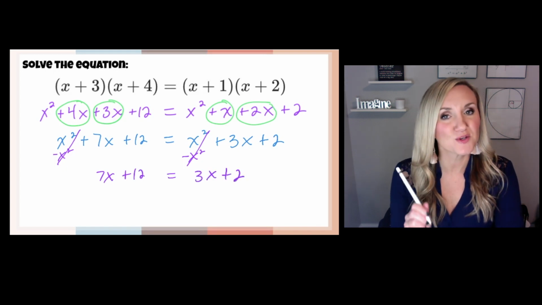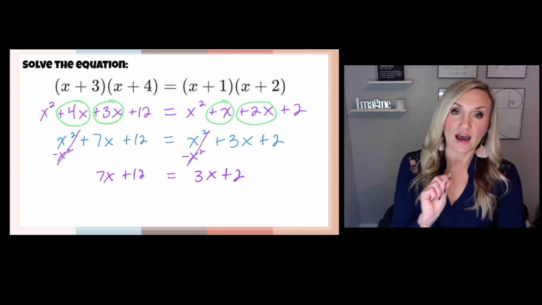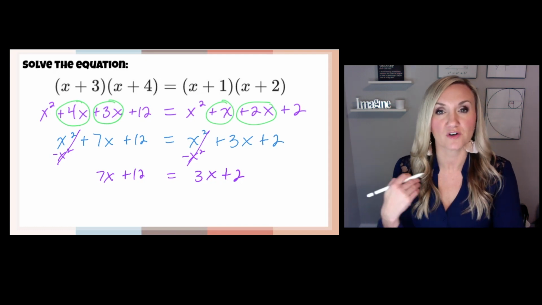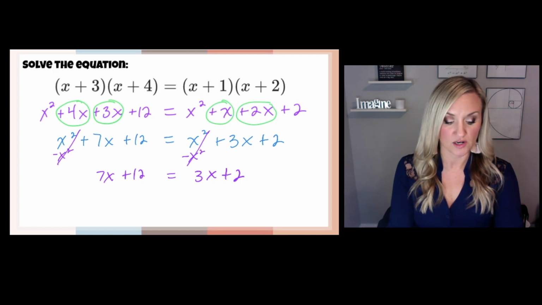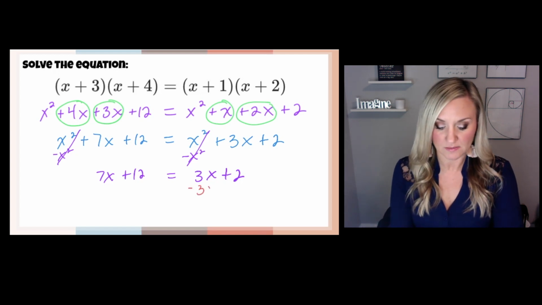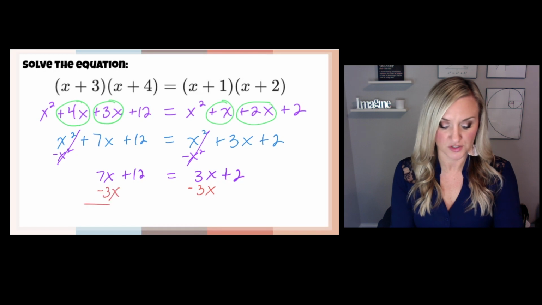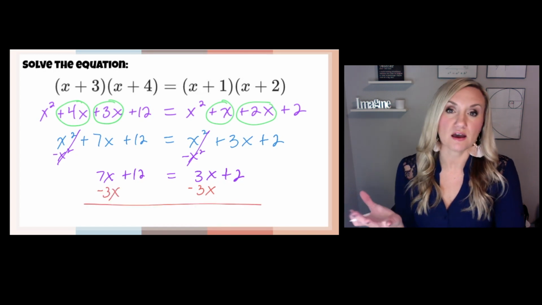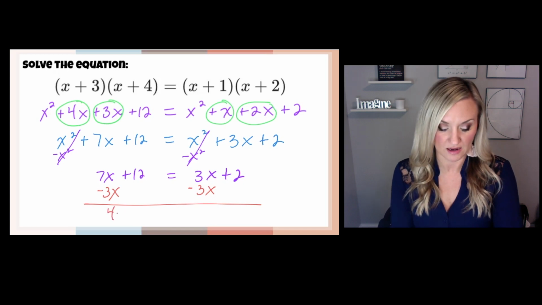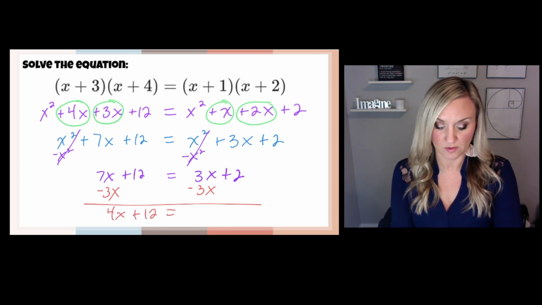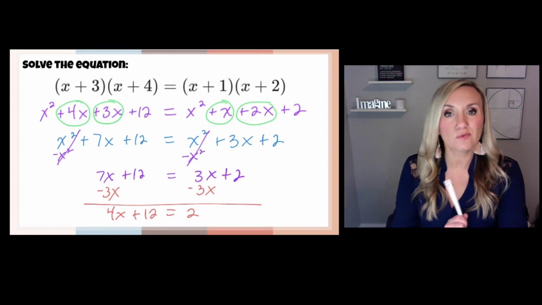Now I know you guys are really good at this, and you know that I always like to move the smallest x first. You don't have to. You can move any other term that you want to, but that's just a strategy that I do. I subtract the smallest x first, and then it guarantees me that the leading coefficient there is positive. So now I have 4x plus 12 equals 2, and I'm kind of running out of space.